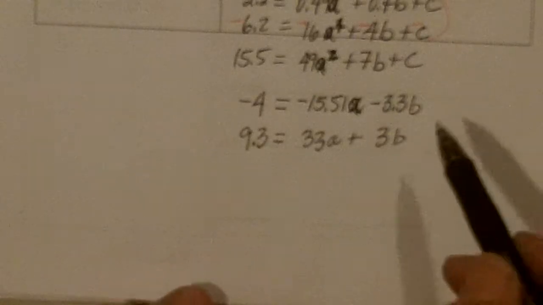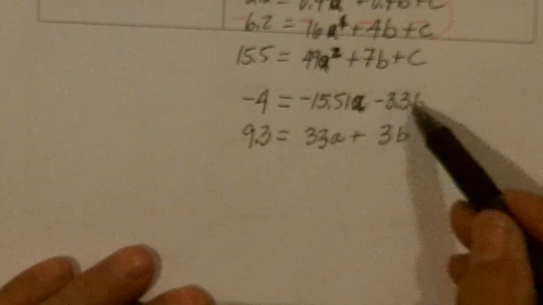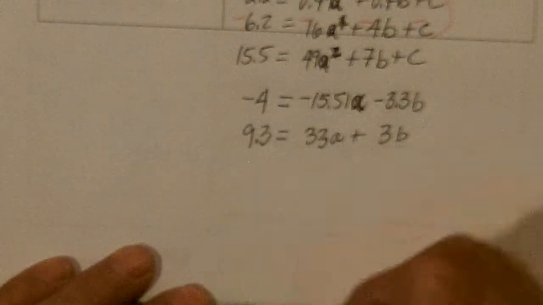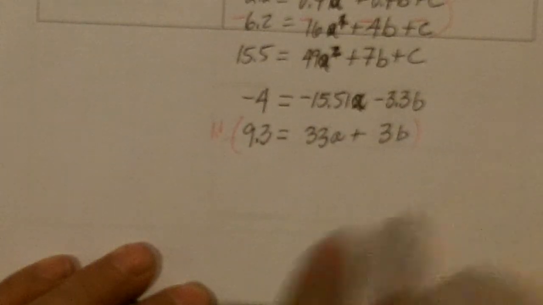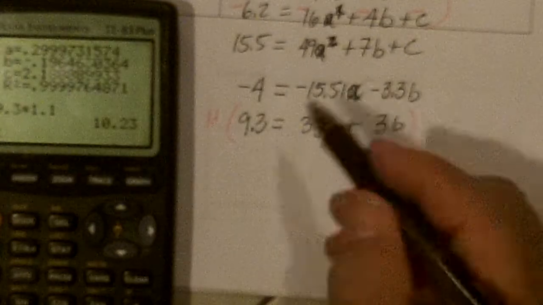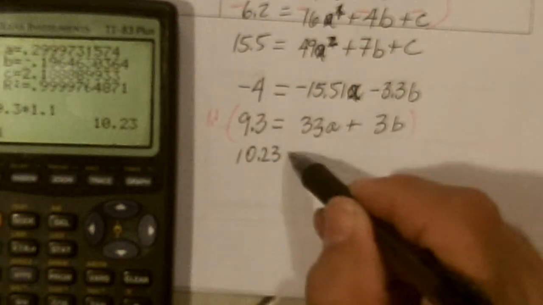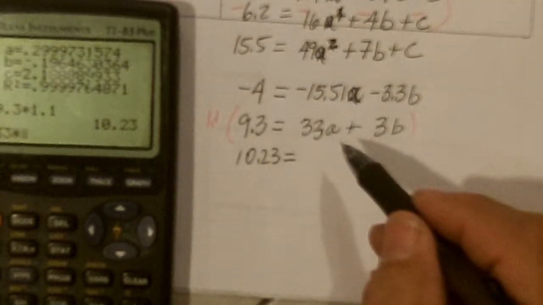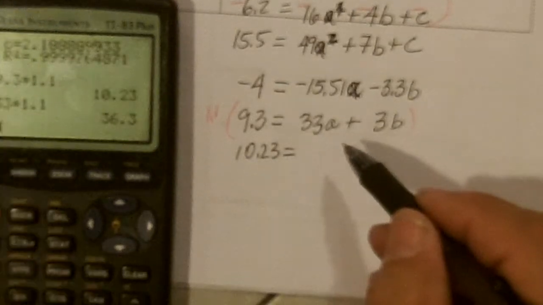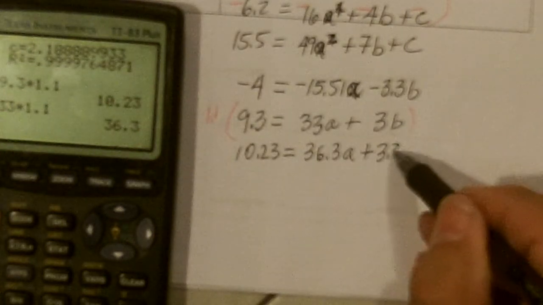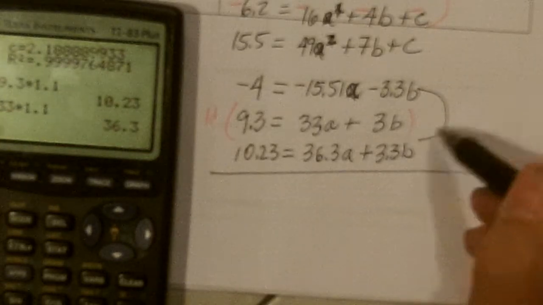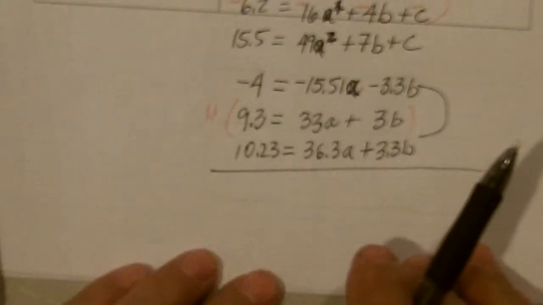Now, to get the b's to cancel out, to make 3 be 3.3, I'd have to multiply the second equation by 1.1. 3 times 1.1 would be 3.3. So this second equation would become 9.3 times 1.1 is 10.23, 33 times 1.1 is 36.3a plus 3.3b. If I add these two equations, the b's will drop out and I will finally get a.